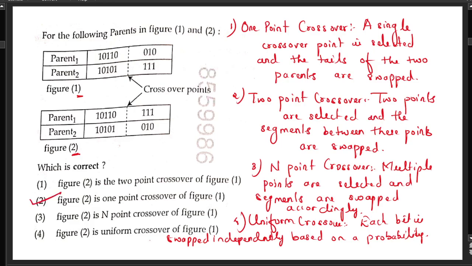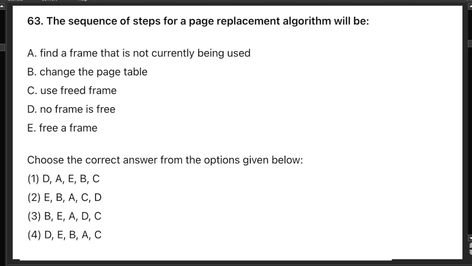So here second is the correct answer. Figure 2 is 1 point crossover of figure 1. And what is 1 point crossover? This I already have mentioned, so you can see that. I hope you got this question, everyone. Let's see this question.